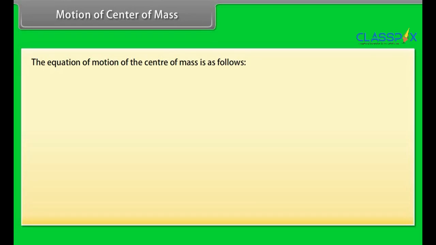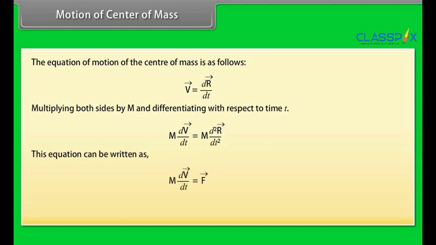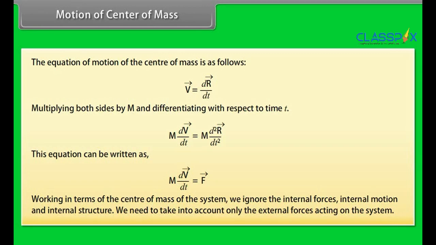Motion of center of mass. The equation of motion of the center of mass is as follows. v vector = dr vector/dt. Multiplying both sides by m and differentiating with respect to time t, we get m dv vector/dt = m d square r vector/dt square. This equation can be written as m dv vector/dt = F vector. Working in terms of the center of mass of the system, we ignore the internal forces, internal motion, and internal structure. We need to take into account only the external forces acting on the system.